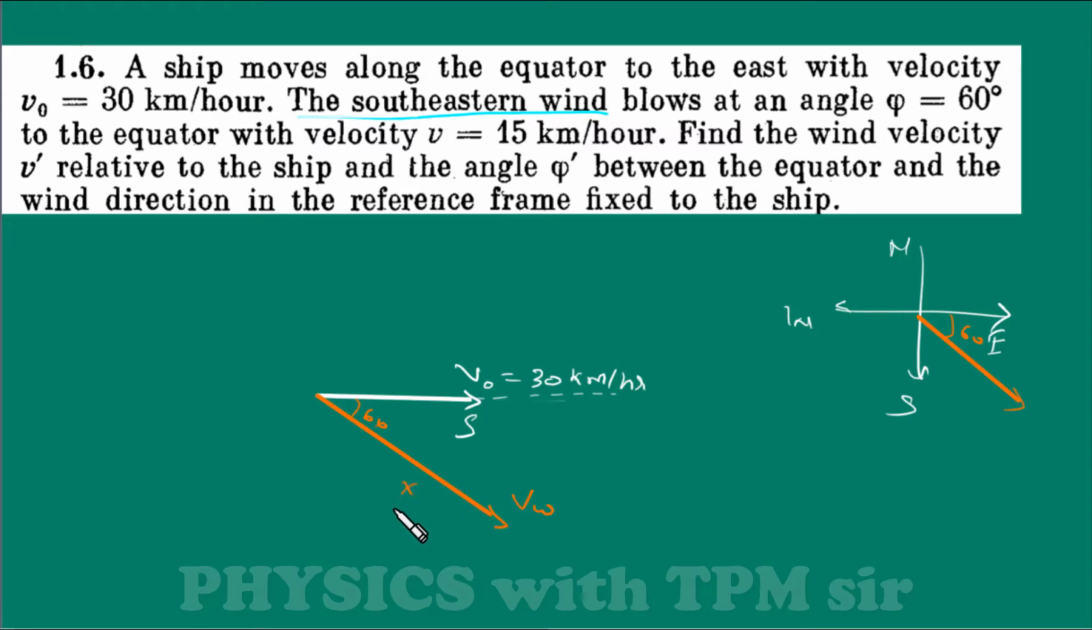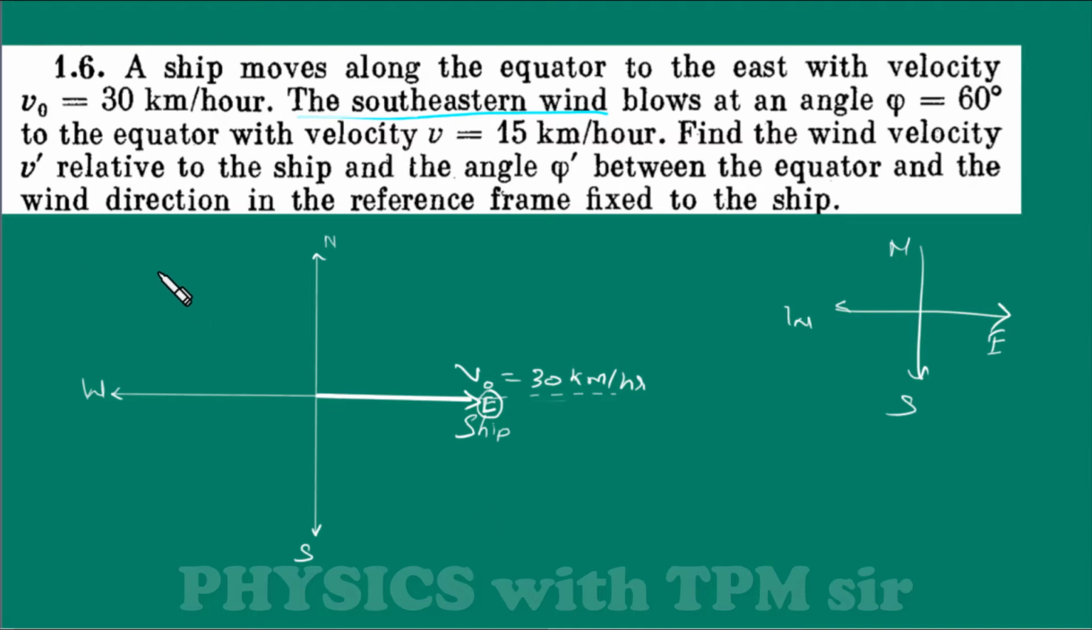Only problem is that you need to understand one thing correctly. This is a wrong interpretation. What does southern eastern wind actually mean? It means wind is blowing from southeast. So what does southeastern wind mean? It is blowing from southeast, this is the direction, southeast to northwest. So it is blowing along this line, but it means it is blowing in this direction.